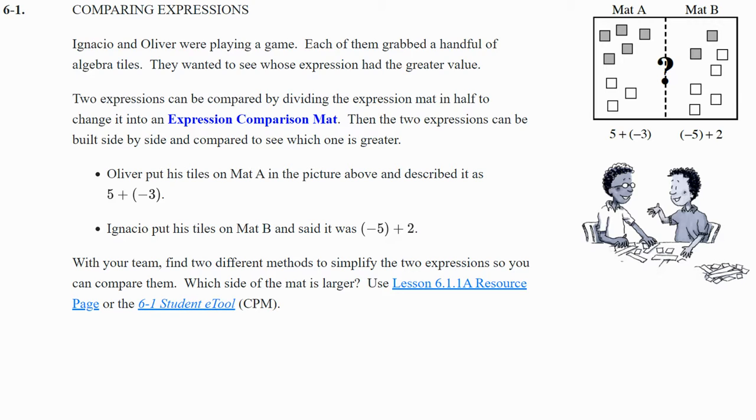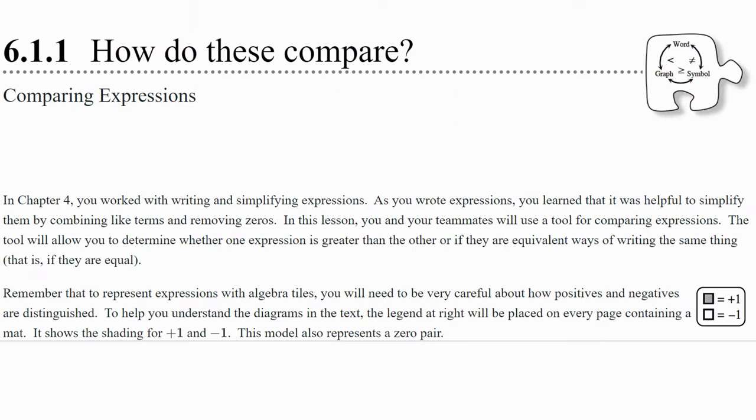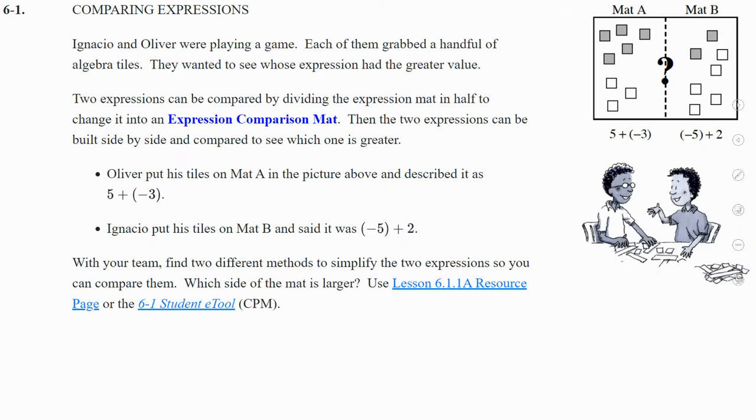So with your team, you were to have just figured out how to compare which one was greater. So this is one of those that lends towards a zero pair idea. And if you do the math here, if you just did 5 plus negative 3, you should end up here. Oh, sorry about that. I forgot to put on my pen. All right, 5 plus negative 3, you should have found that equals 2, and negative 5 plus 2 equals negative 3. So just taking a look here, you can tell that mat A, or Oliver's, is greater.